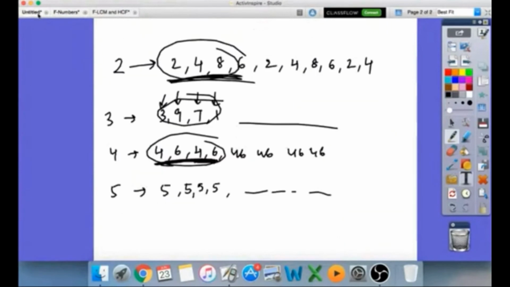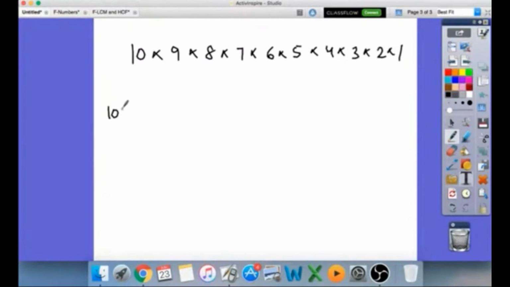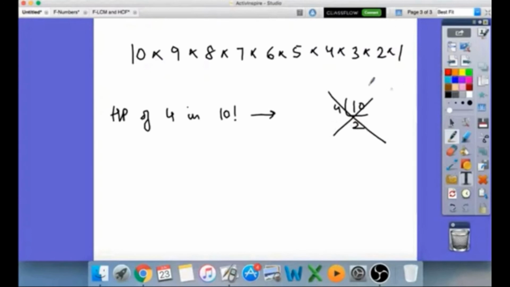It's not possible like that because, look at this. 10 factorial, 10 into 9 into 8 into 7 into 6 into 5 into 4 into 3 into 2 into 1. This is 10 factorial. Now if I ask you to calculate the highest power of 4 in 10 factorial, you can't do it like this, is what I told you. 10 divided by 4, 2. This is wrong because when you're dividing, you're only looking for 4s. So you will find a 4 here and you'll find another 4 here. There's no 4 elsewhere. So there's one 4 here and one 4 here and you're counting that.